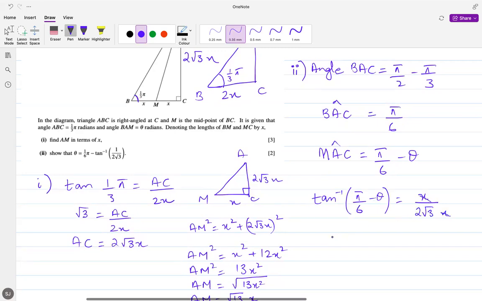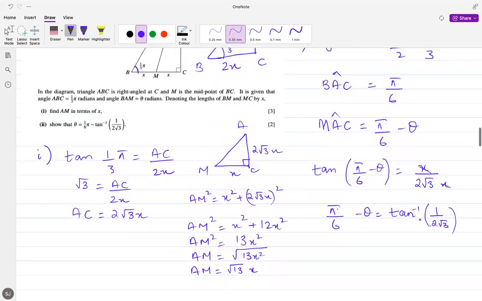So now applying tan again, as this angle MAC is π/6 minus θ, we can say that tan of (π/6 minus θ) will be equal to opposite, which is MC, x, over adjacent, which is the length of AC, 2 root 3 x. x and x will cancel. So now taking the tan inverse, we get π/6 minus θ is equal to tan inverse of 1 upon 2 root 3. To find θ, we'll take it to the right hand side and bring tan inverse to the other side. So θ equals π/6 minus tan inverse of 1 upon 2 root 3. So we can see it has been proven.